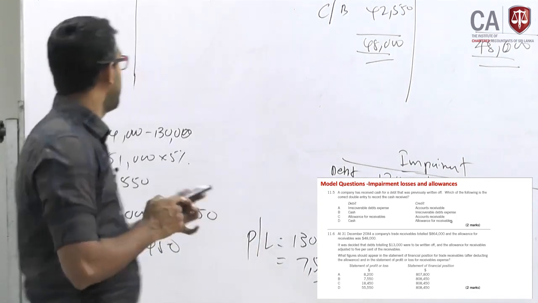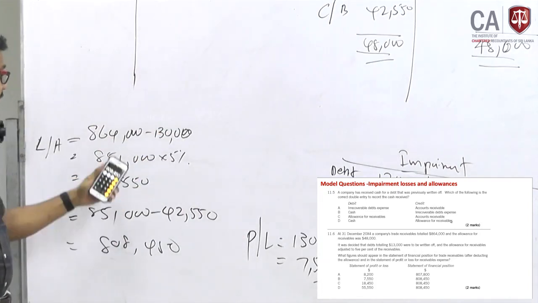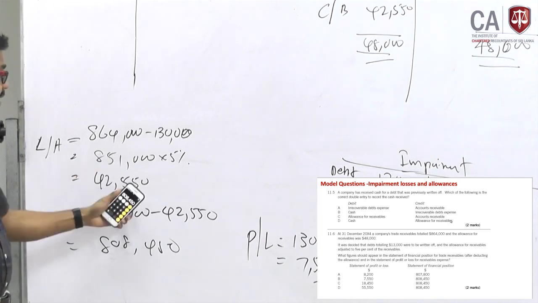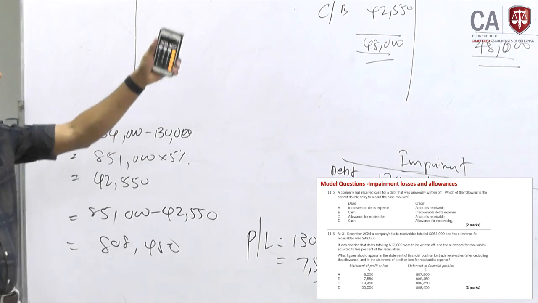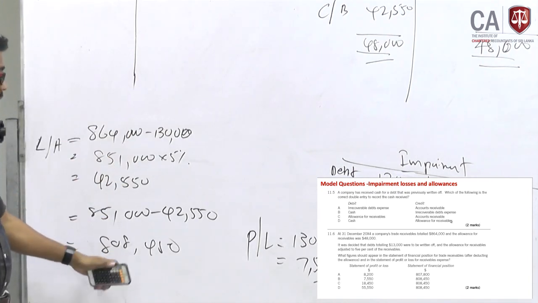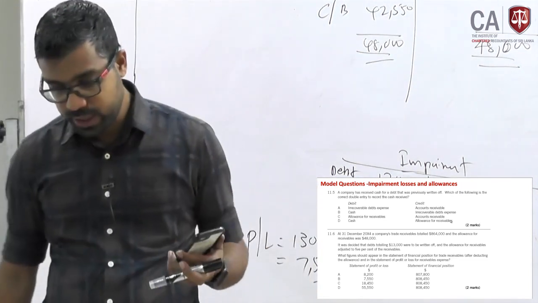Harini, the opening balance given is 864,000, from which 13,000 was written off. Then you have a balance of 851,000. From that, the allowance for trade receivable you have to deduct. So then only you can figure out the net debtor balance. Right? Fine. So the answer is what? B.